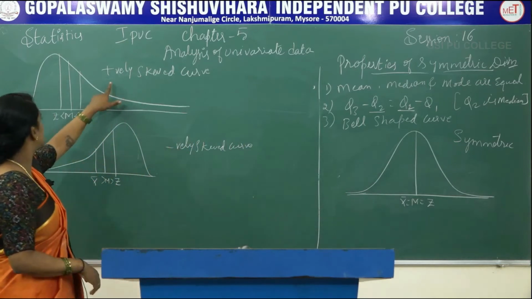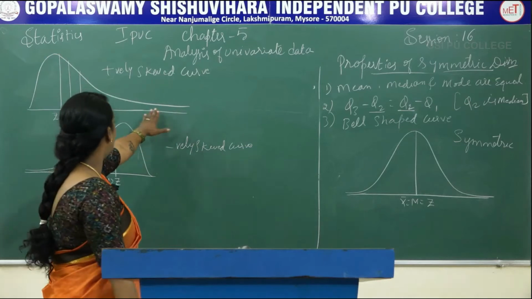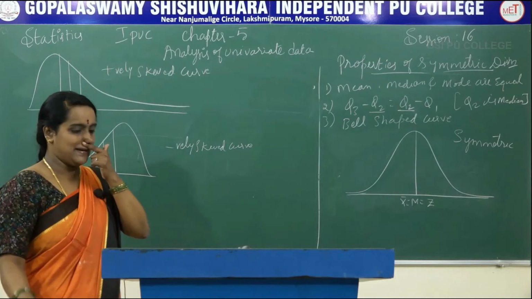If it is a positively skewed distribution, you will get the values on the right side. For a negatively skewed distribution, you will get the left side values.